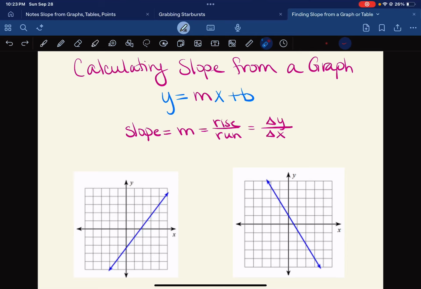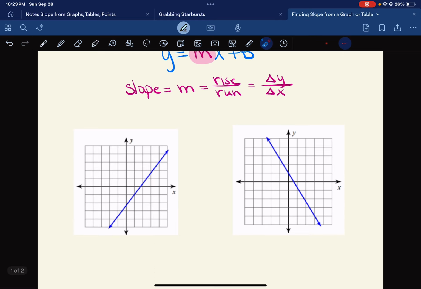Calculating slope from a graph. Remember our linear equation y equals mx plus b. Our slope, or the m value, is always going to be attached to our x variable. And slope is the same thing as just saying rise over run. Rise over run. The change in y over the change in x. That's what this means right here, these symbols.